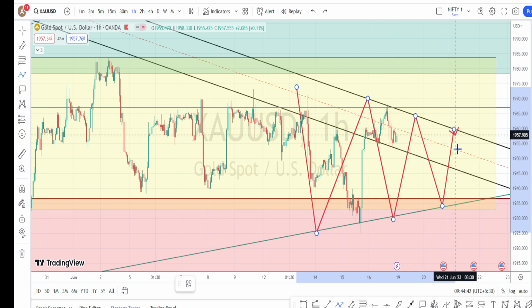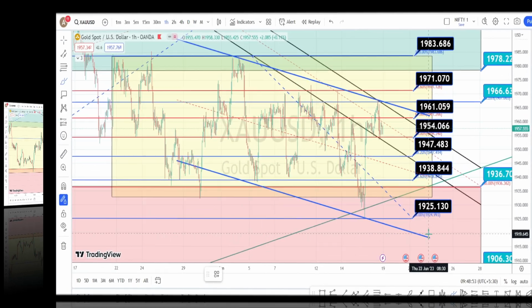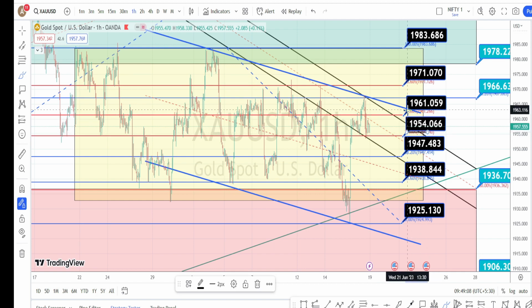in hourly time frame. Let us mark the support and resistance level. So the values within these black color boxes are the resistance and support levels for current price action in hourly time frame. Currently the price action is trading between the support level of 1954 and resistance level of 1961. Once the price action breaks the support level of 1954, next level of support on the bearish side is going to be around 1947, 1938 and 1925.